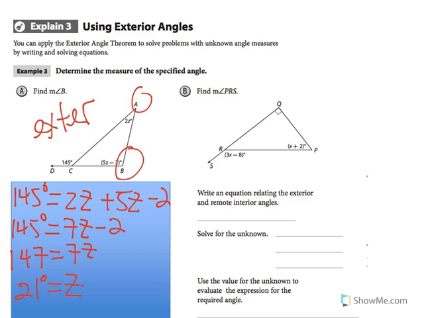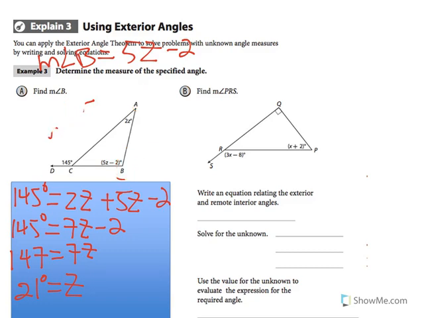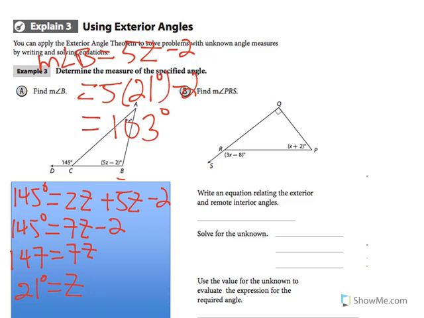But remember that we need to solve for B, so the measurement of angle B is 5z minus 2. We can use substitution. This gives us 5 times 21 minus 2. So angle B would be 103 degrees. Let's go on to example B.